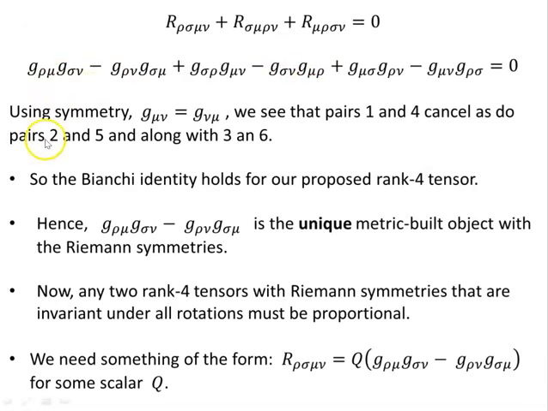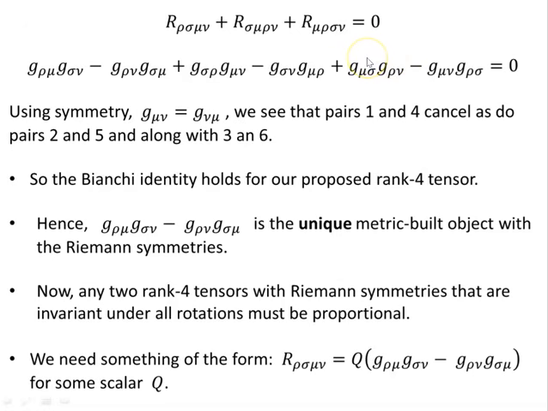And then we'll find the same thing happens with pairs 2 and 5. Rho nu, sigma mu, mu sigma, they're the same. So this one cancels that one out. And then with 3 and 6, we have sigma rho, rho sigma. So those two metric terms there are the same. Mu nu. So this one cancels this one out and we get 0, and the Bianchi identity holds.